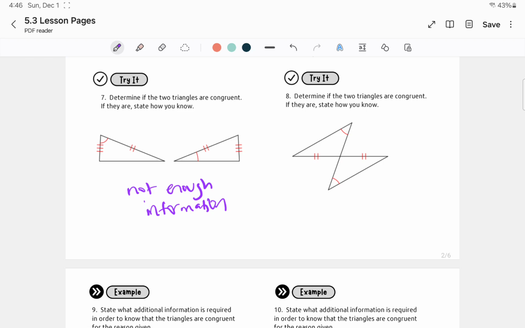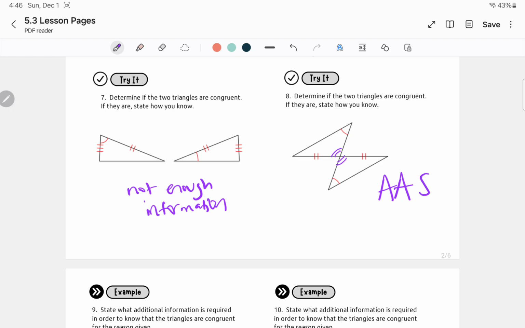So now for number 8, we have vertical angles we can draw in. All right, so we have angle, angle, side. We have angle, angle, side, right? We got the two angles. The side is not in between. So that would be AAS.